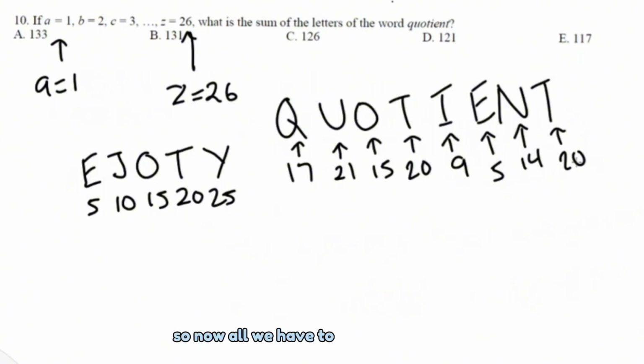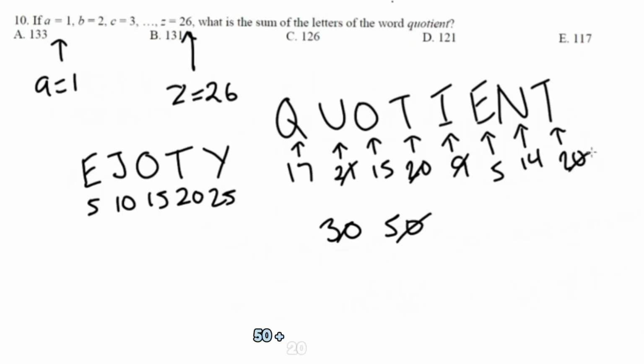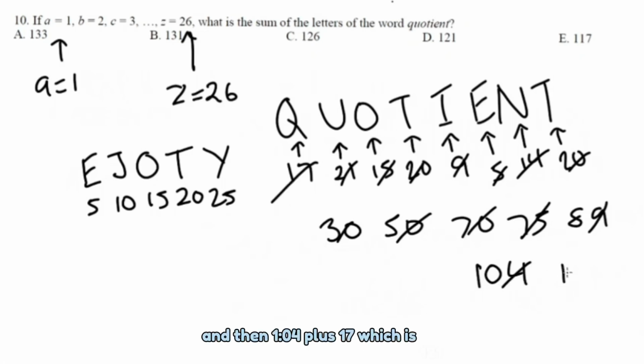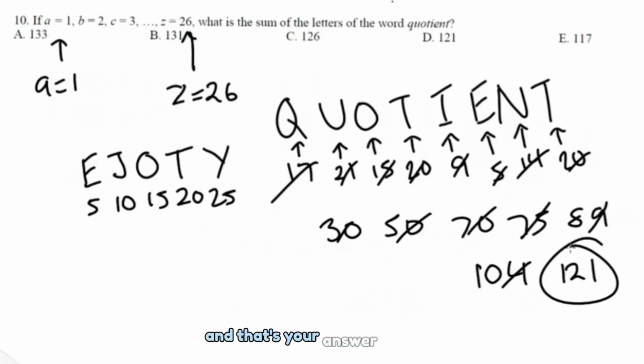So now all we have to do is add these up. So that's 21 plus 9, which is 30. 30 plus 20, which is 50. 50 plus 20, which is 70. 70 plus 5, which is 75. 75 plus 14, which is 89. And then 89 plus 15, which is 104. And then 104 plus 17, which is 121. And that's your answer. That's it.